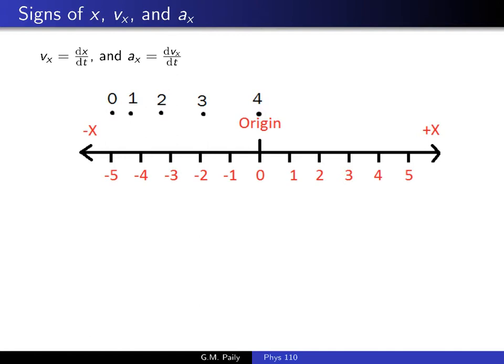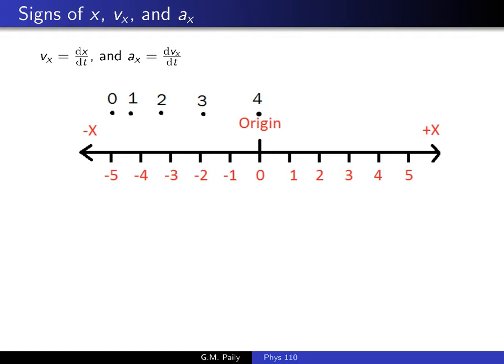Here's another example. This time the spacing does not stay constant. The position during these times is negative, but is it getting more positive or more negative? We can see that as time passes, it is getting less negative, that is, more positive. Since the change in position is positive, that means the velocity is positive. Or, another way of putting it, the velocity arrows all point to the right, which is the positive x direction.